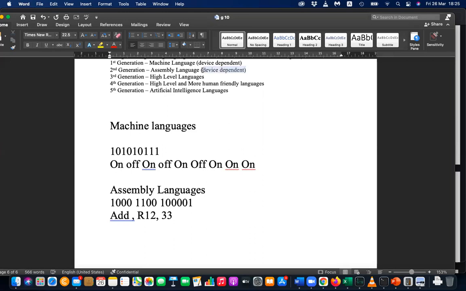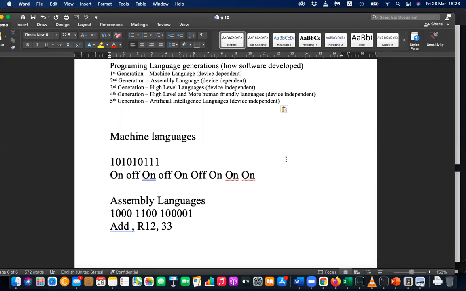But after that, high level languages are device independent. That is the advantage. Machine languages are device dependent. Assembly is also device dependent, but high level languages are device independent. Please add that to your note.